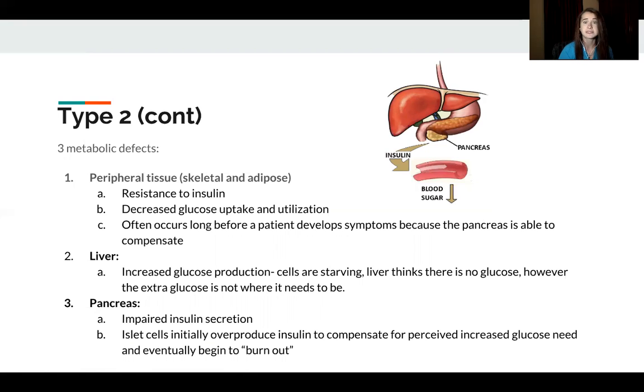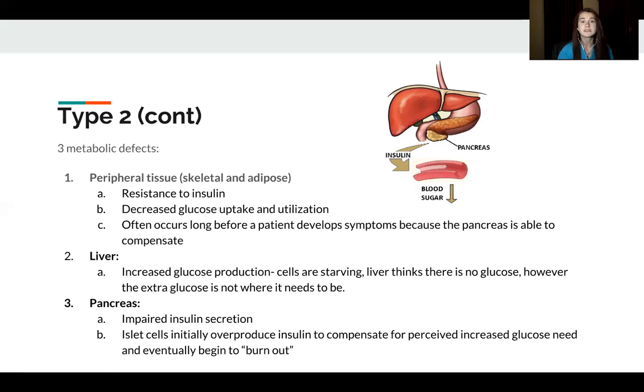They become resistant to insulin. There's decreased glucose uptake and utilization. So the glucose cannot get into the cells. The cells think they're starving, whereas they have all this sugar in the body with nowhere for it to go. It often occurs long before a patient develops any symptoms because the pancreas is actually able to compensate. But eventually it begins to burn out, and then that is when they're classified as a type 2 after they do the diabetic tests.